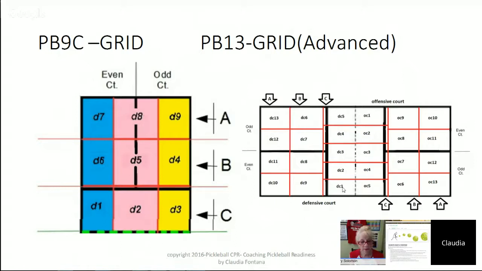So in my advanced players, I'll use the PB13 grid, and not so much the back, but I can. It's usually the front line. So I'll say, okay, we're hitting 1, 3, and 5. When they're doing their drops or their dinks, they're focusing on these 3 zones, 1, 3, and 5, rather than just 1, 2, and 3, which are huge.